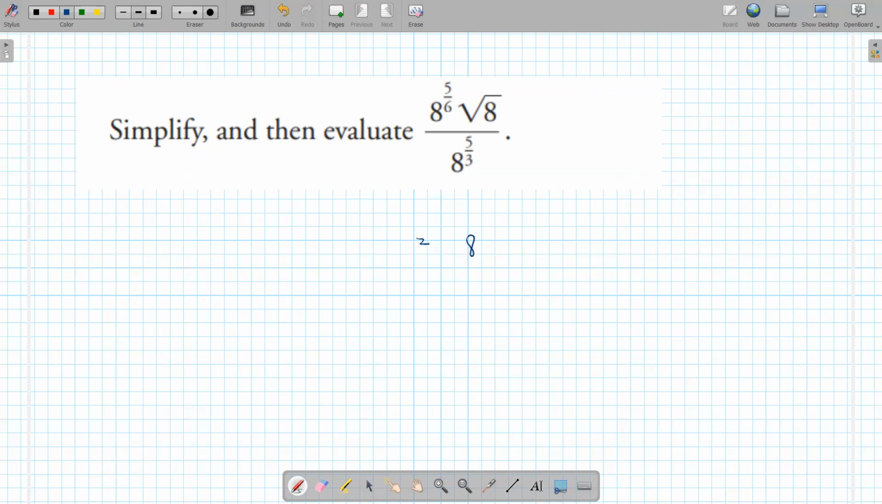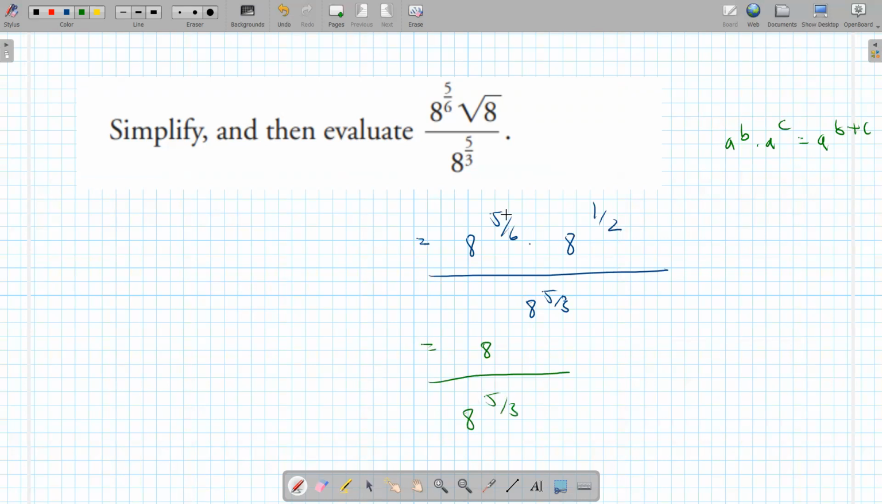Step 1: 8 power 5 over 6 times 8 power 1 over 2, all over 8 power 5 over 3. Look at the numerator. You're going to use the exponent law of addition. If you have a power b times a power c, you need to add the exponents. These two numbers are your b and your c. You're going to add them up. So it becomes 8 power 5 over 6 plus 1 over 2. What's 5 over 6 plus 1 over 2? That's 4 over 3. So 8 power 4 over 3 over 8 power 5 over 3.